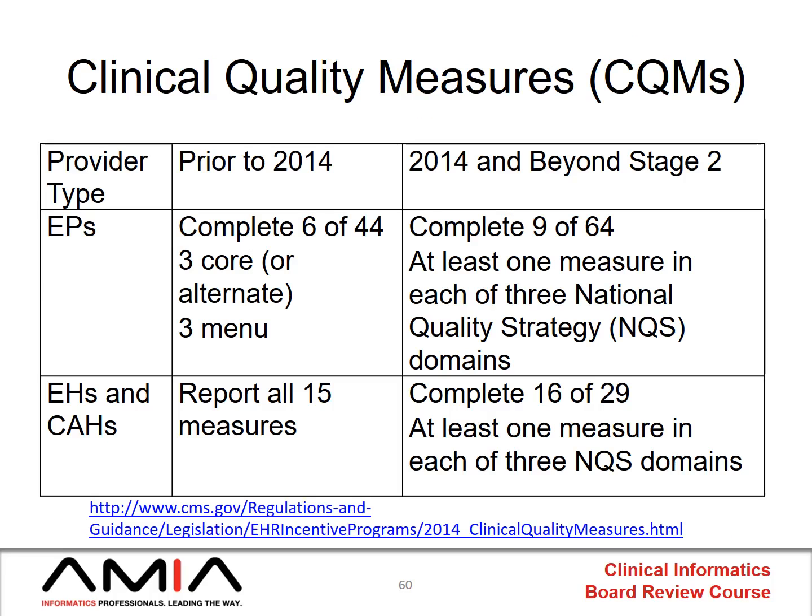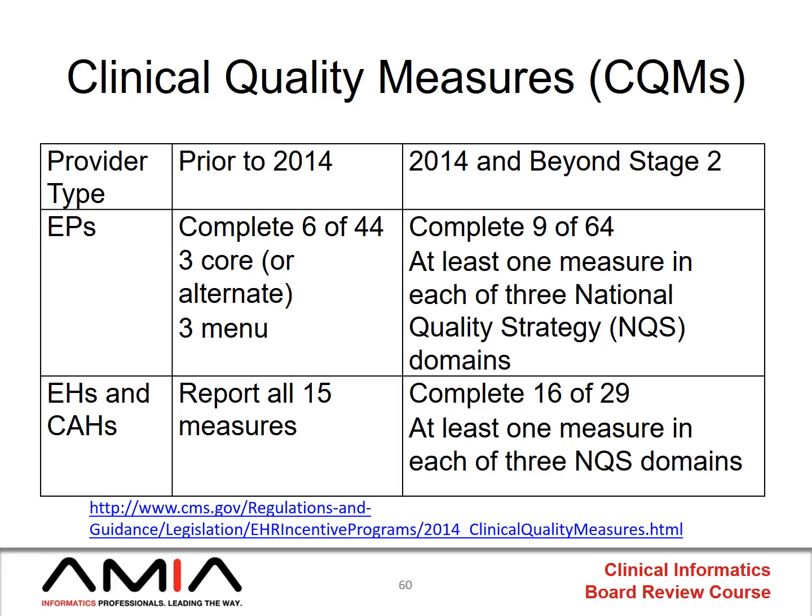Another requirement for achieving meaningful use is the ability to report on clinical quality measures, or CQMs. The particular CQMs changed in 2014, and the new measures apply even to those who are still in stage 1. So the prior clinical quality measures apply for any stage prior to 2014, and then the new measures apply to 2014 going forward, no matter what stage one is in.